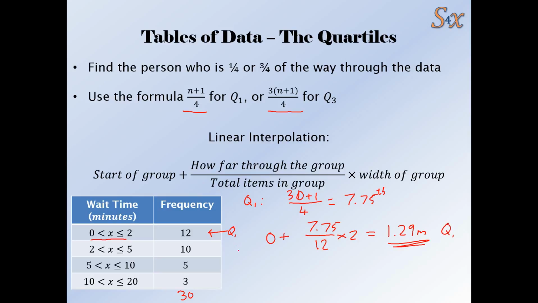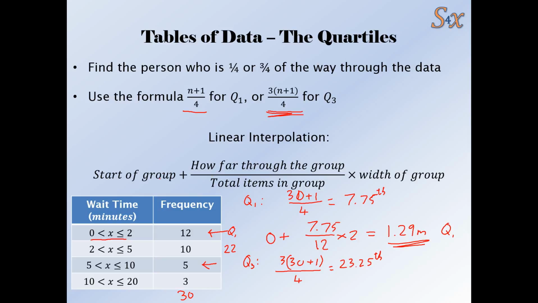Okay. For Q3, the upper quartile, I'm going to apply this second formula here. So I'm going to do 30 plus 1 in brackets and multiply that by 3/4. That gives me 23.25, so that's the person I want. So I want somewhere between, if I imagine all these people lined up, the 23rd and the 24th person, and slightly closer to the 23rd person. If I have a look down here, I've been past 22 people by the end of this group, so I know that the 23.25th person is in this third group.